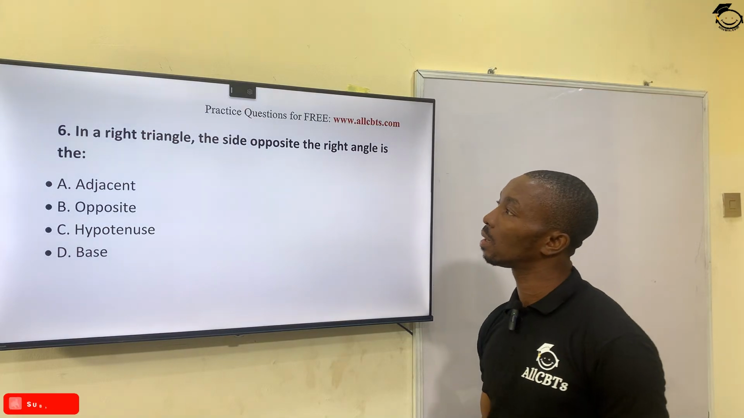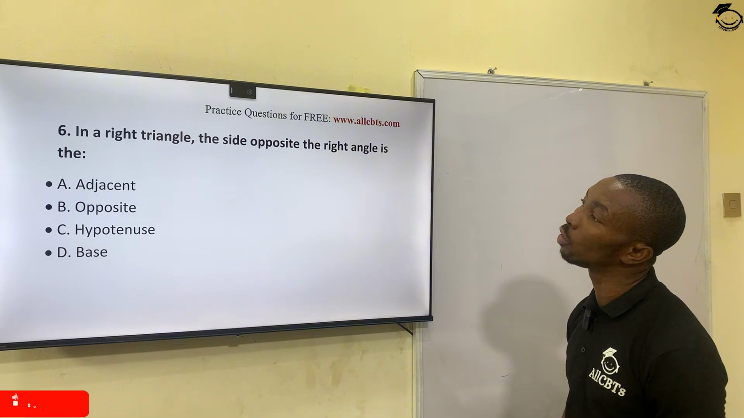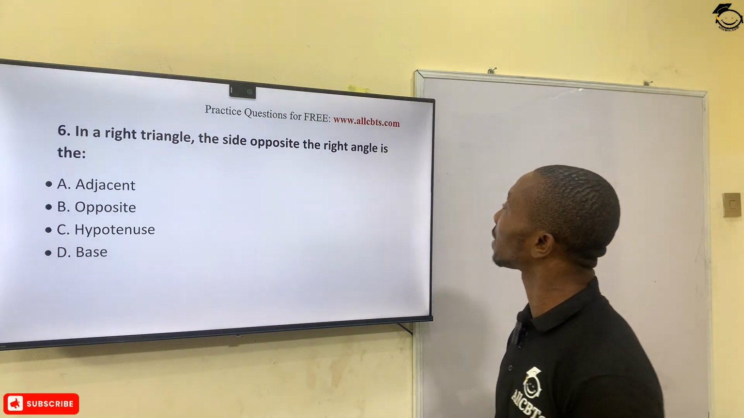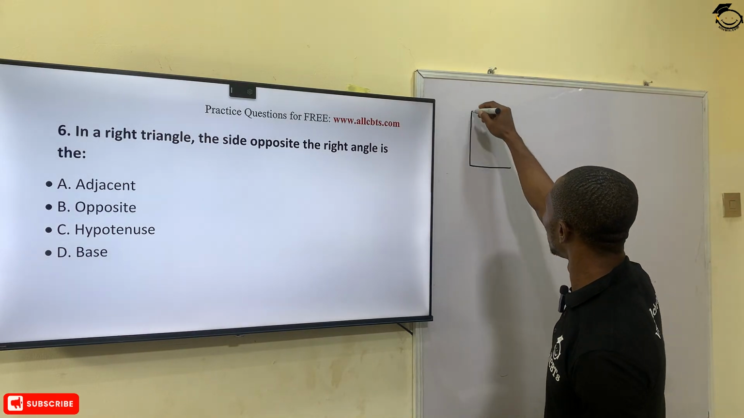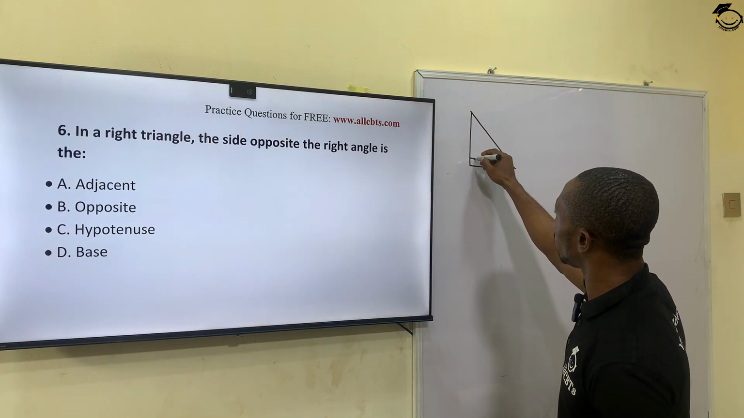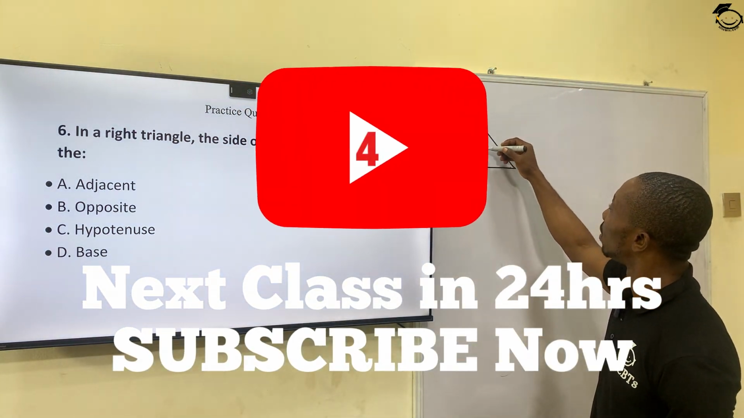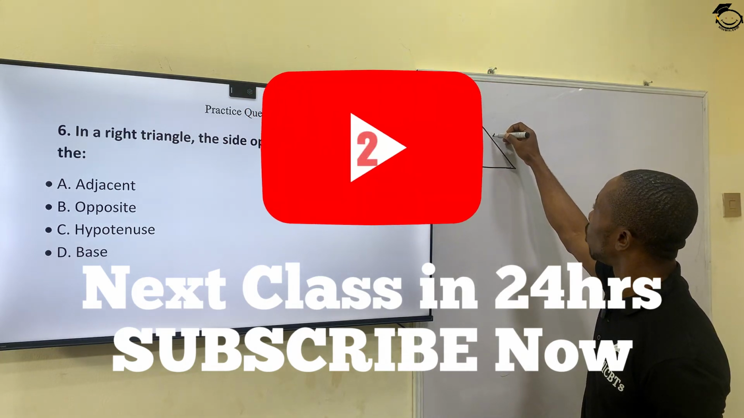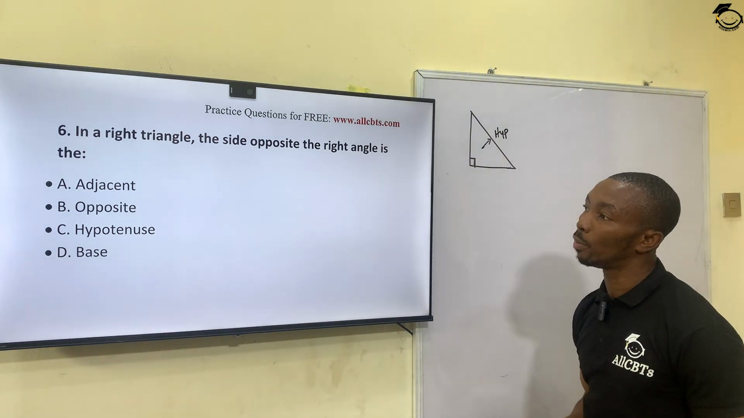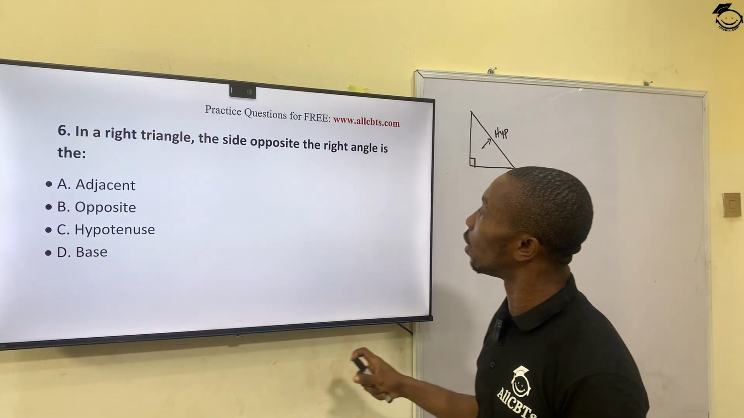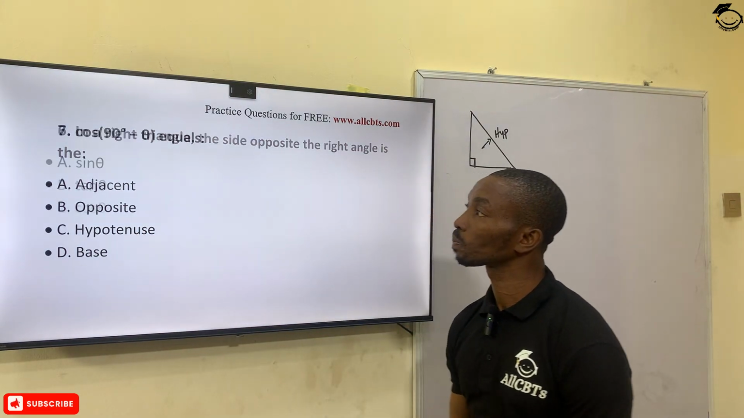In a right angle triangle, the opposite side of the right angle is, now if we have a right angle triangle, this is our right angle here. They're asking for the opposite side of this right angle. The opposite side of this right angle is always referred to as the hypotenuse. So the opposite side of our right angle is the hypotenuse.